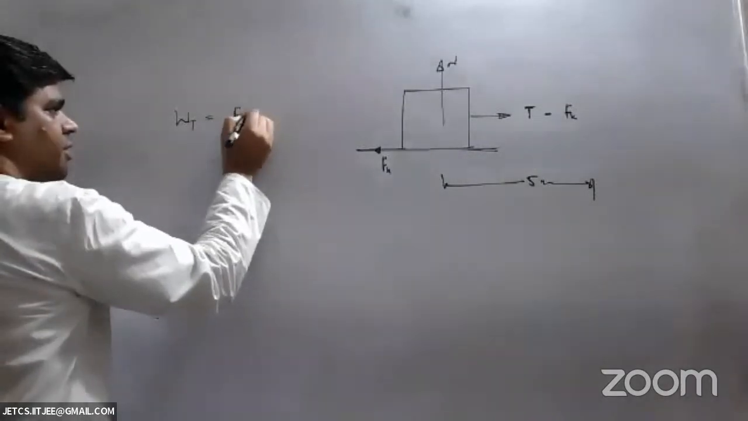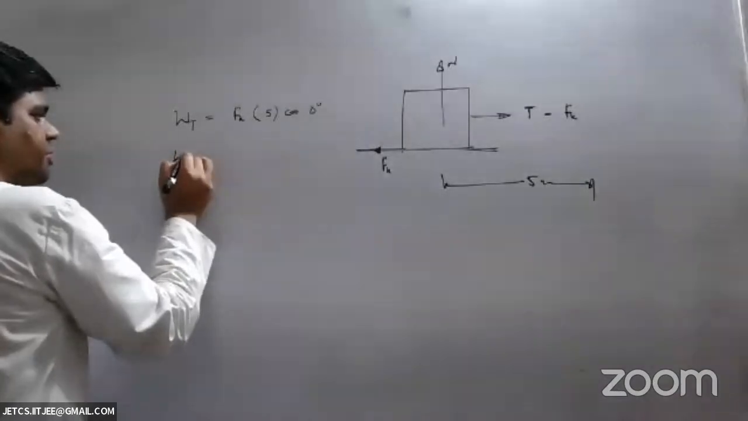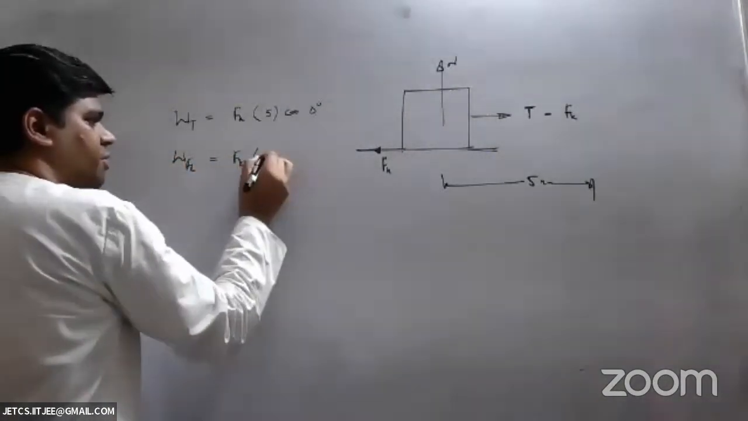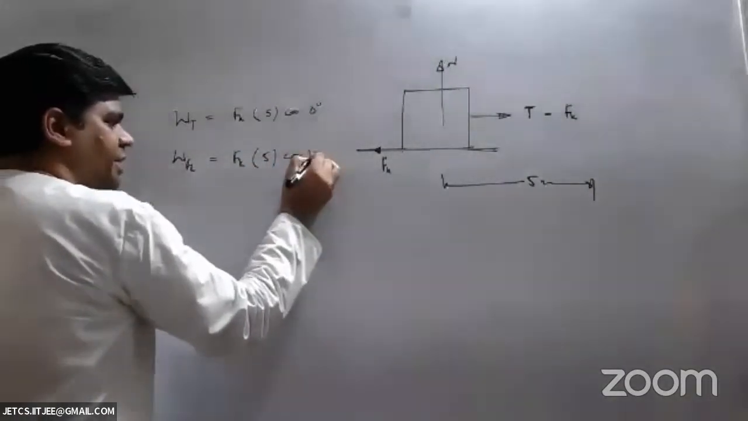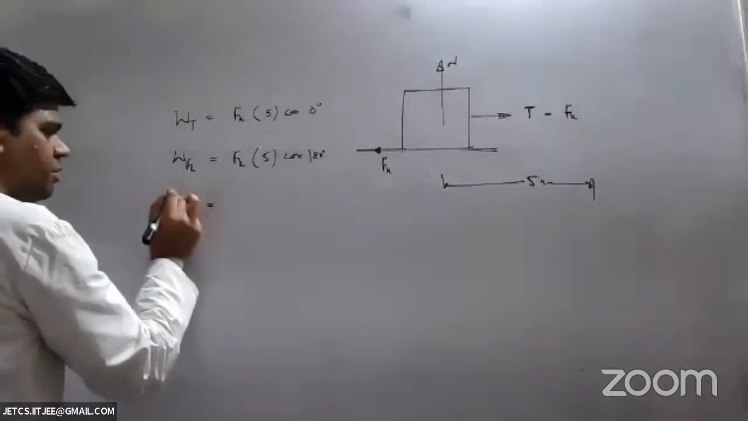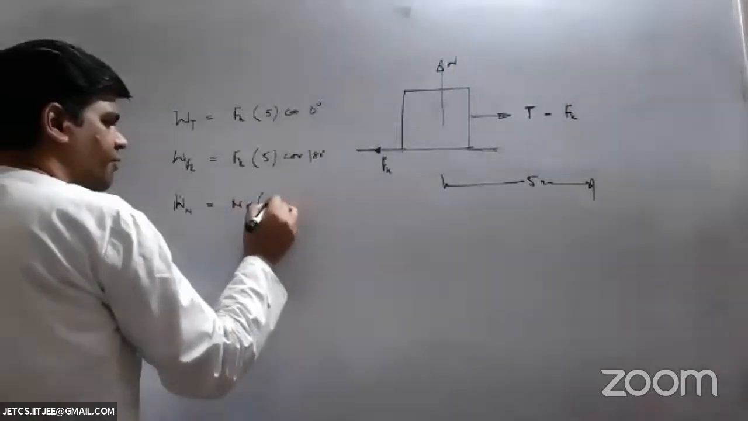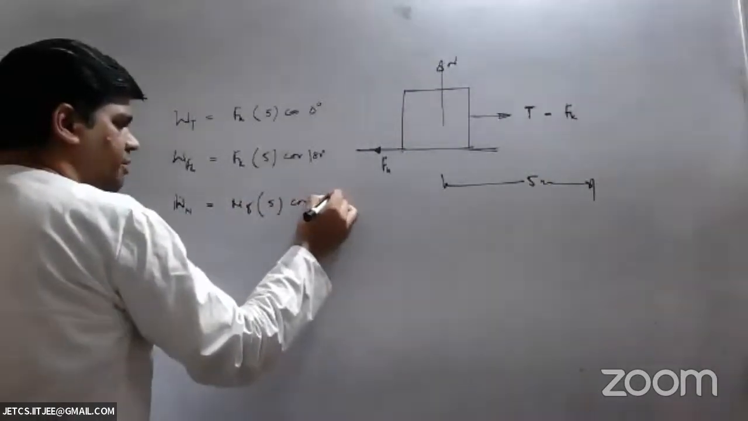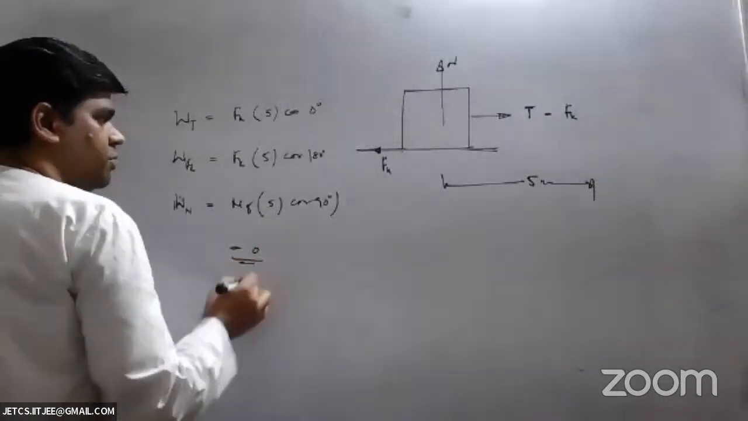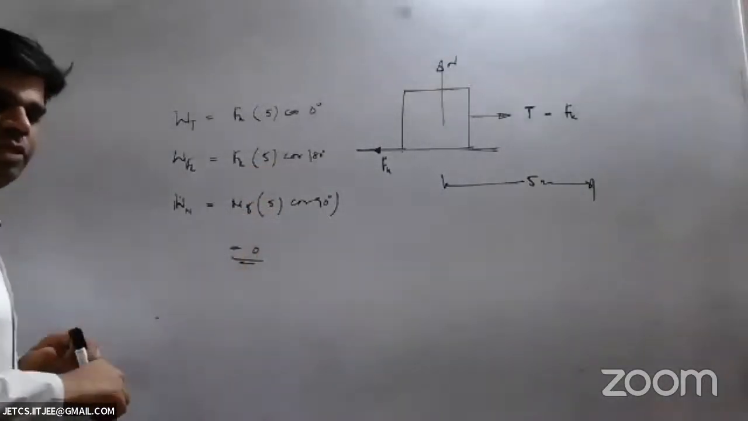is Fk into 5 into cos 0. Work done due to friction, Wfk, is Fk into 5 into cos 180. Work done due to normal, Wn, is mg into 5 into cos 90, which is equal to 0. So 5 Fk, minus 5 Fk, 0. So work done due to normal is 0.